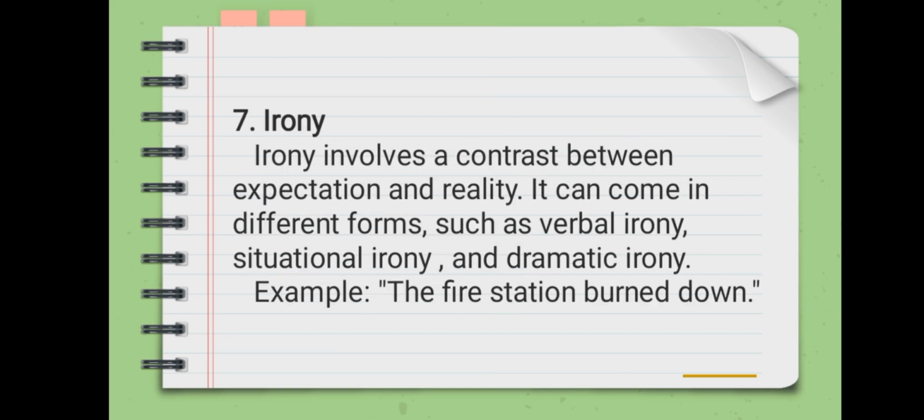Next is irony. So what is irony? Irony involves a contrast between expectation and reality. It can come in different forms, such as verbal irony, saying the opposite of what's meant; situational irony, when events turn out opposite of expectations; and dramatic irony, when the audience knows something the characters do not. For example, the fire station burned down. It's ironic because you would expect a fire station to be resistant to fires, not the victim of one.